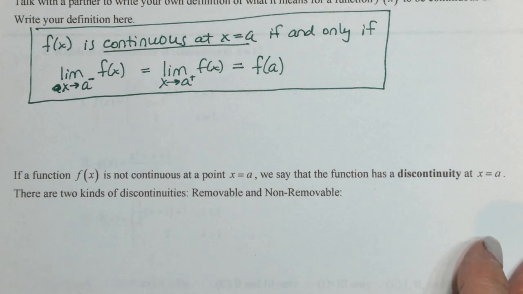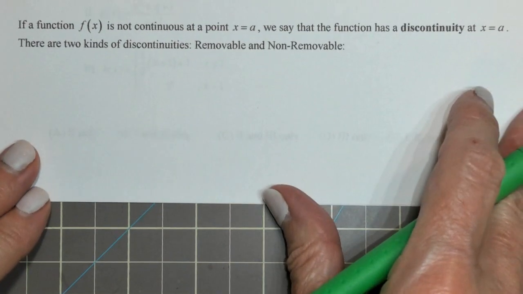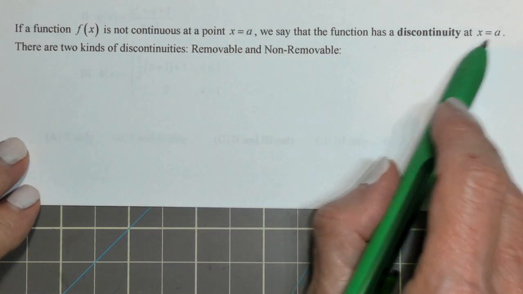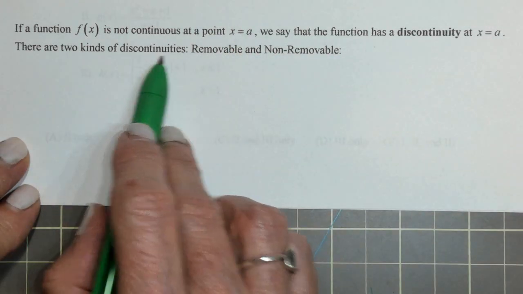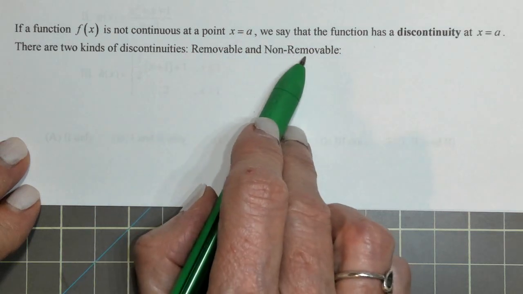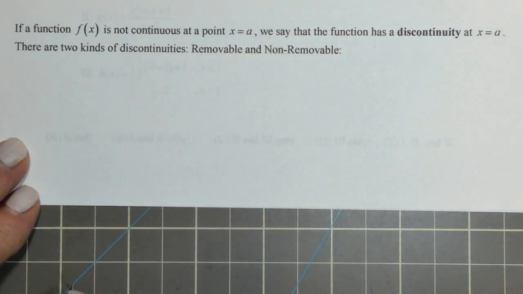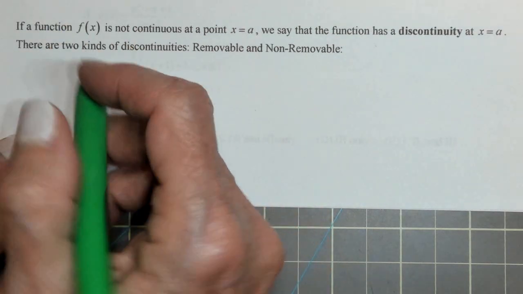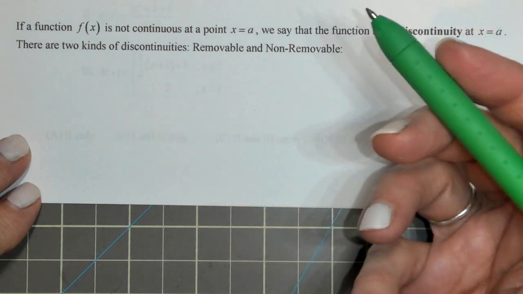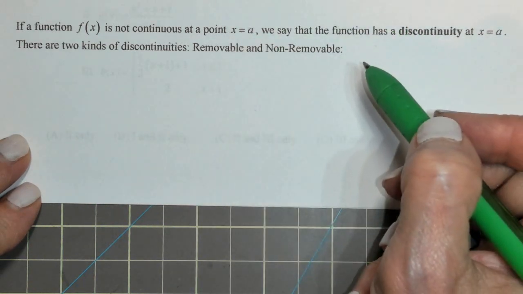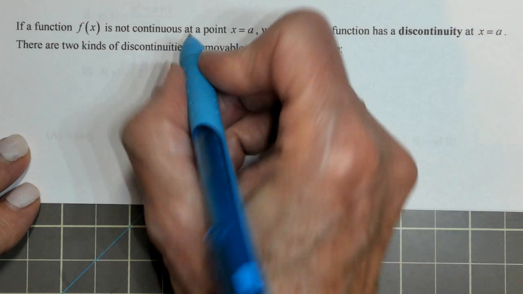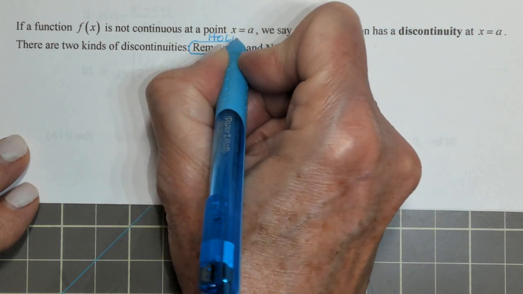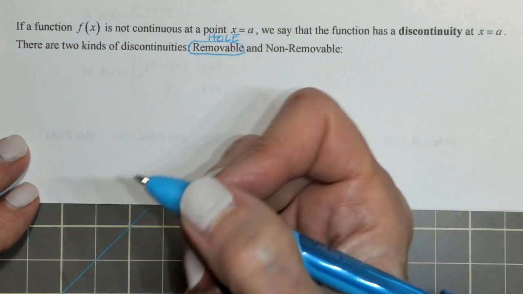Okay, if a function is not continuous at a point x equals a, we say that the function has a discontinuity at x equals a. There are two kinds of discontinuities, removable and non-removable. So let's talk about removable. And again, in class I might have you discuss what a rigorous definition of a removable discontinuity is. When you see the words removable discontinuity, I want you to think hole. So what would be a rigorous definition for a hole?